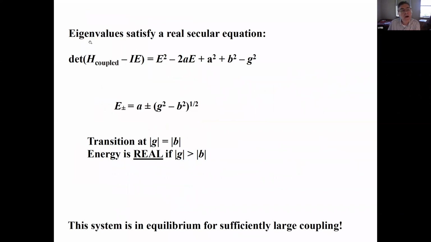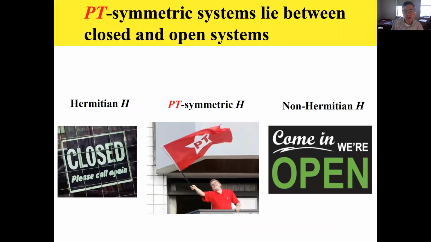Now, if you calculate the eigenvalues, just as before, they satisfy a real secular equation because it's PT-symmetric. And if you calculate the eigenvalues, you see that there's a transition when the coupling constant is equal to B. You notice that the energy is real if G is bigger than B, but if G is small, then the energy levels are complex. So the system goes from having real eigenvalues to complex eigenvalues, and the system is in equilibrium for sufficiently large coupling. That corresponds with the eigenvalues being real. And this is a simple example of the PT transition.